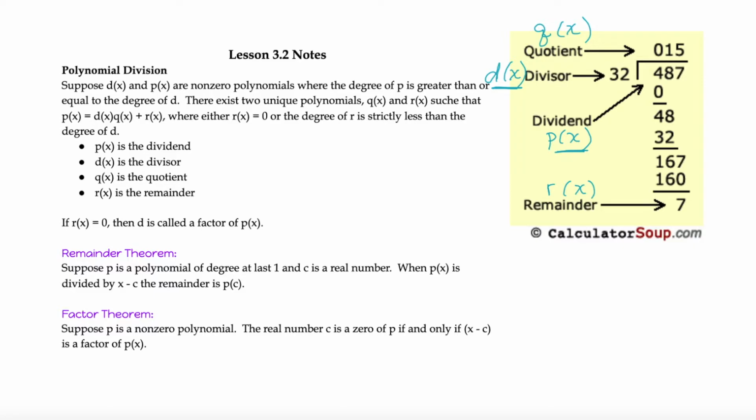If we have a remainder of 0, then we know that it divides evenly, and it then is called a factor of p of x. We're going to talk more about that in a second. It divides evenly, and so therefore it is a factor.